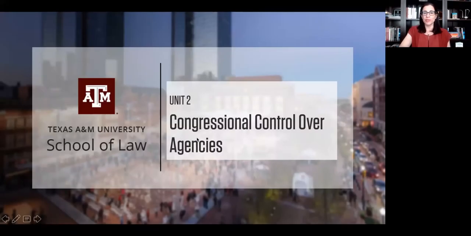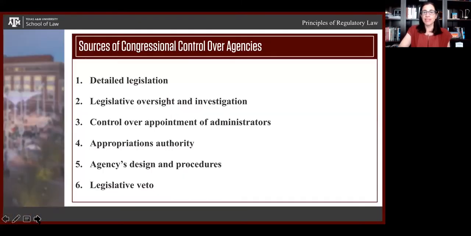Welcome to Unit 2, where we'll be discussing congressional control of agencies. Just as there were several sources of presidential control over agencies, there are several sources of congressional control over agencies. The ones we'll discuss here include detailed legislation, legislative oversight and investigation, control over appointments, the appropriations authority, control over an agency's design and procedures, and the legislative veto.